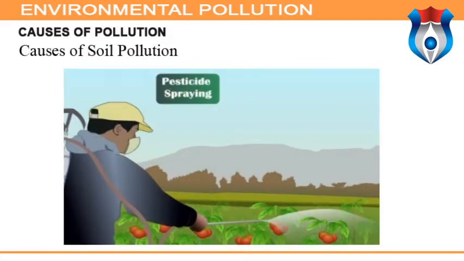Causes of soil pollution. Soil pollution is mainly caused by the release of industrial waste. This waste is directly incorporated into the soil by large industries and factories. Soil pollution is also caused by human acts such as mining and deforestation, etc.